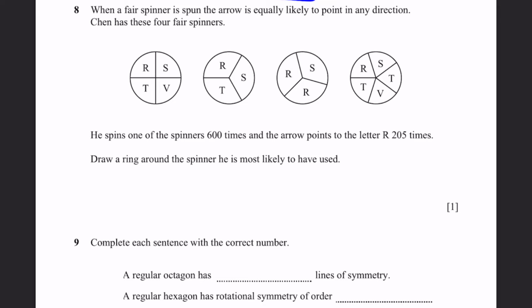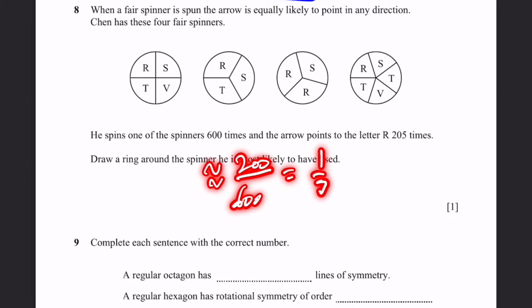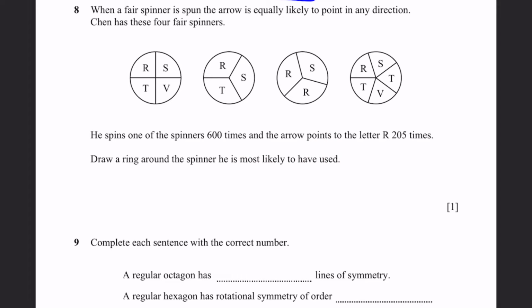Question 8. When a fair spinner is spun, the arrow is equally likely to point in any direction. Chen has these 4 fair spinners. He spins one of the spinners 600 times, and the arrow points to the letter R 205 times. Draw a ring around the spinner he is most likely to have used. So 205 by 600 is approximately equal to 200 by 600, right? Which is 1/3. Why are we saying approximately? Because, of course, it's not the exact same value. Therefore, we can say that there's a 1 in 3 chance of getting the R in the spinner he has used.